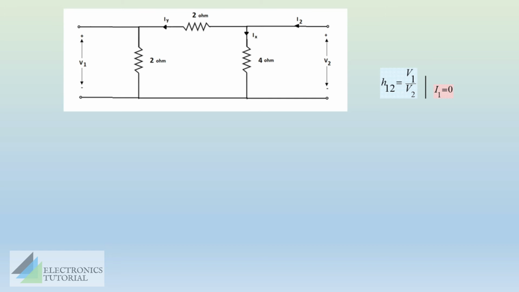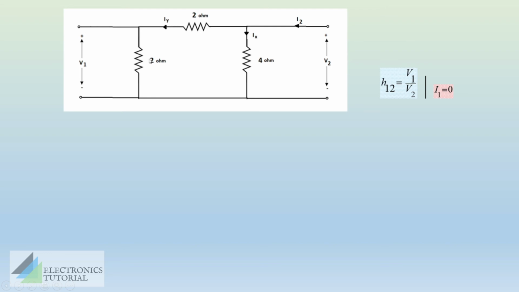We are first considering the condition H12. Here we have V1 in the numerator and V2 in the denominator. V1 is the voltage in the input port and V2 is the voltage in the output port. So these two terms are entirely different. We'll try to get expressions for V1 and V2. V1 is seen here. V1 can also be expressed as the voltage across this 2 ohm resistor because it is just parallel to this.